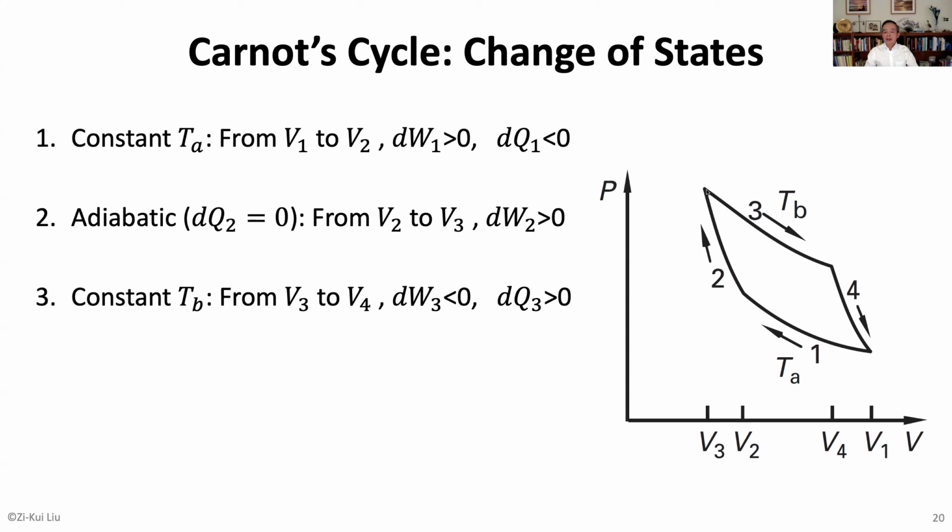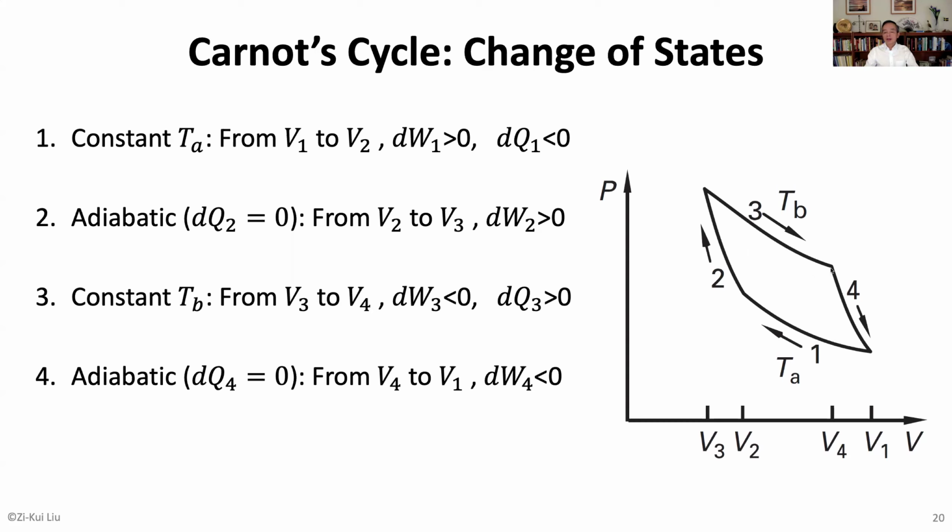The third process is expansion. The volume goes from V3 to V4, but at constant temperature. So the system does work on the surroundings, but it also absorbs heat from the surroundings. The number 4 process is adiabatic again. With the heat exchange equal to 0, the volume increases from V4 to V1. The system does work on the outside.